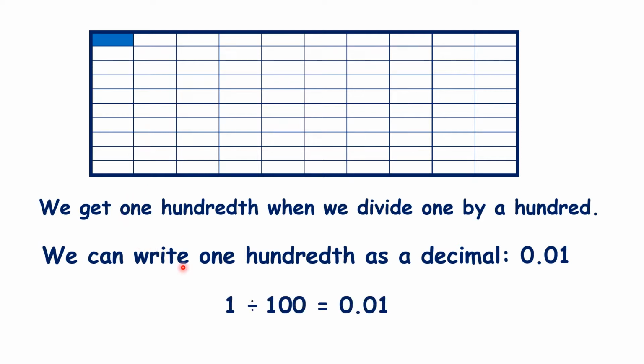So we can write what we've done here like this. We had one whole rectangle, we divided it by 100, and that gave us 1/100th or 0.01. So one way to get 100th is to divide a whole rectangle, in this case, into 100 pieces.